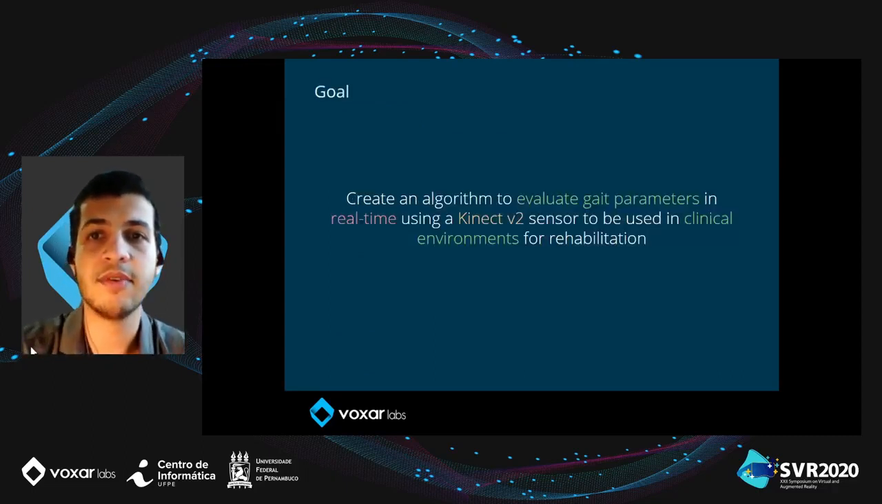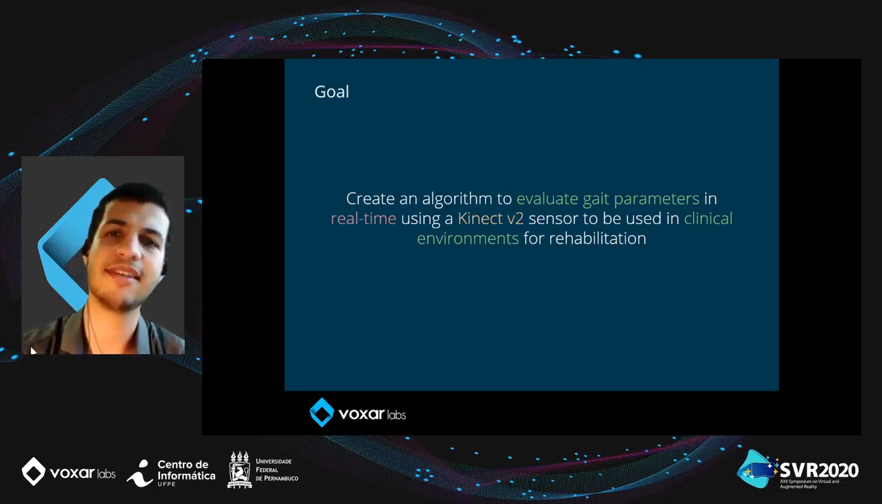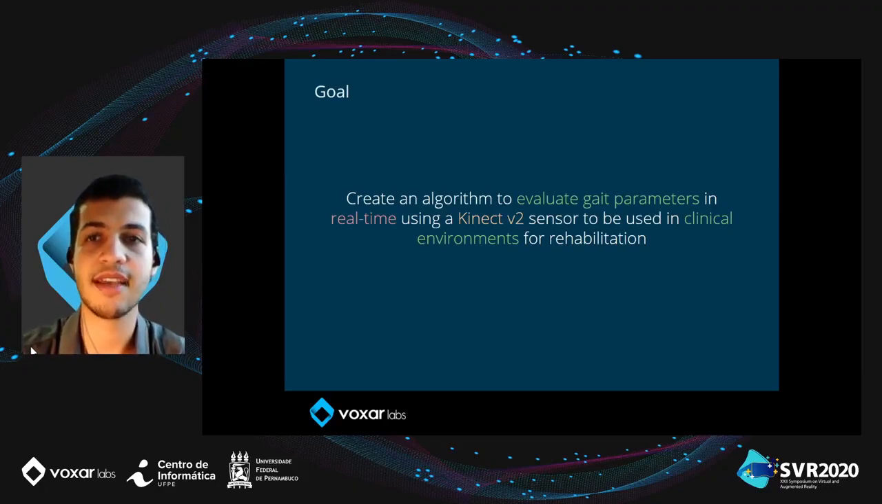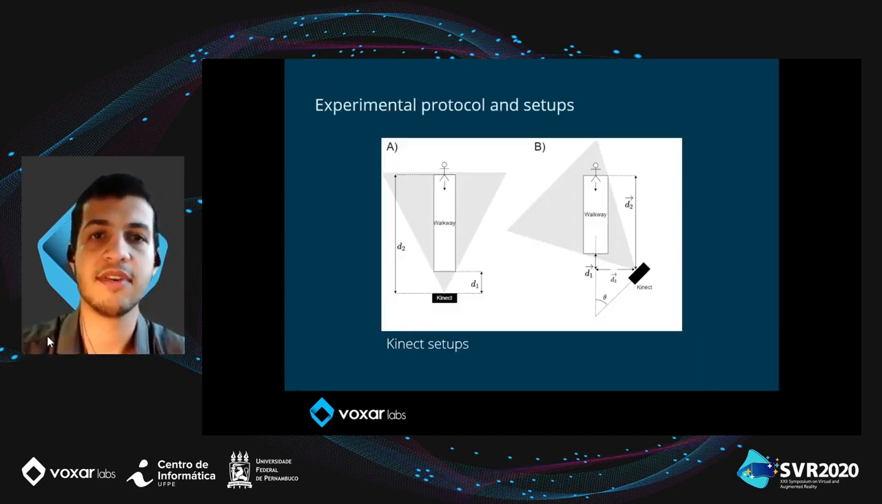This research aims to create an algorithm that evaluates gait parameters in real time using just a connectivity sensor with the intent of being used in clinical environments for rehabilitation. The real-time aspect here is essential because the physiotherapist can use the Kinect along with the visual analysis during the gait.